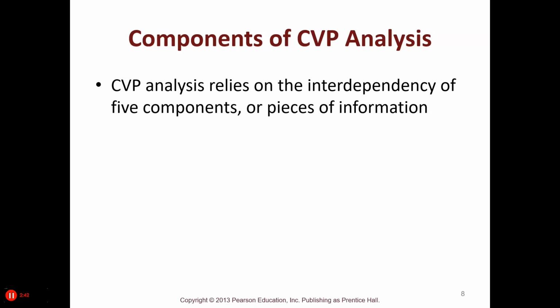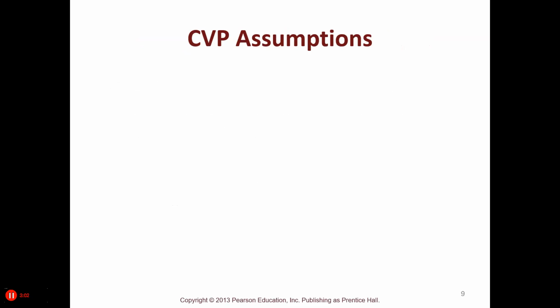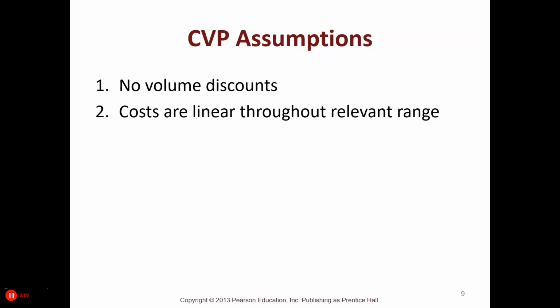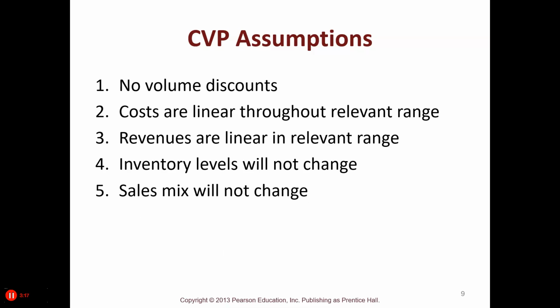Now again, cost volume profit analysis relies on the interdependence of 5 components: sales price per unit, estimated volume, variable cost per unit, fixed costs, and operating income, because you're going to use those items in different calculations. So again, assumptions: no volume discounts, costs are linear throughout the relevant range, revenues are linear in the relevant range, inventory levels do not change, and sales mix will not change.